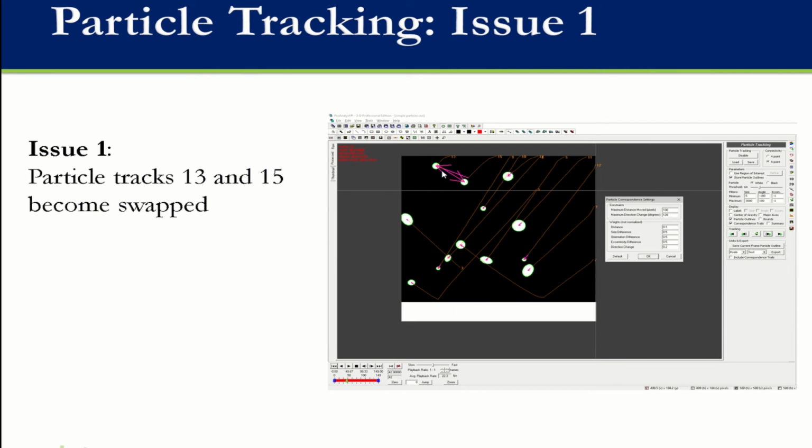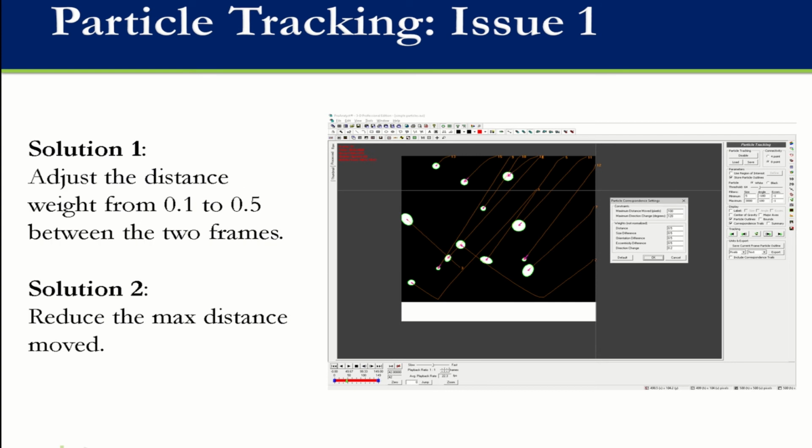So it's incorrectly determining where those particles should be. And you can correct for this in the software by adjusting the correspondences. The easiest way to do this would be to reduce the max distance that the particles can move.